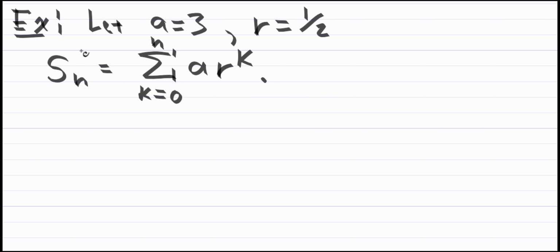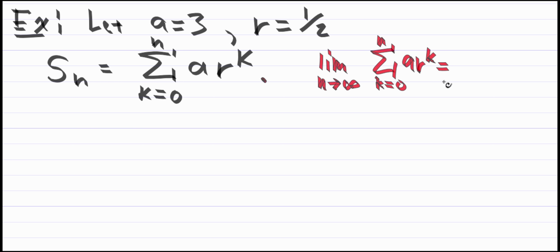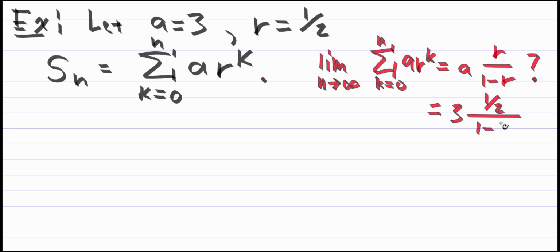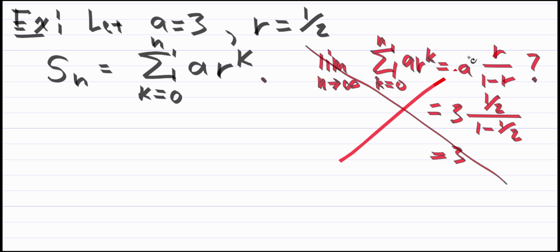Now your quick temptation might be, and this is bad or dangerous reasoning, to say, oh, well, just use the formula. And then you write limit as n approaches infinity of sum k equals 0 to n, a r to the k is equal to, well, it's just a r over 1 minus r, right? So you just plug things in. You get 3 times 1/2 over 1 minus 1/2. Well, that'll be 1/2 over ultimately 1/2, and so I just get 3. But this is wrong.